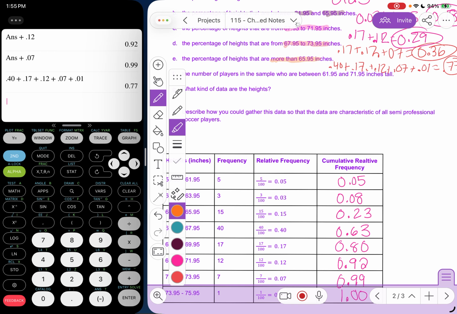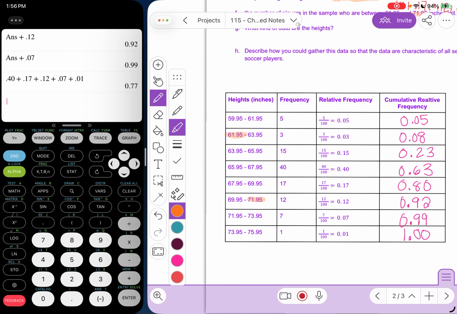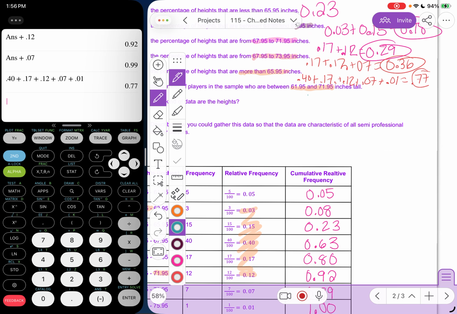The number of players who are between 61 and 71. So start at 61, end at 71. So we're going to add these ones. So that's 3 plus 15 plus 40 plus 17 plus 12. 3, 15, 40, 17, 12. You get 87 this time.